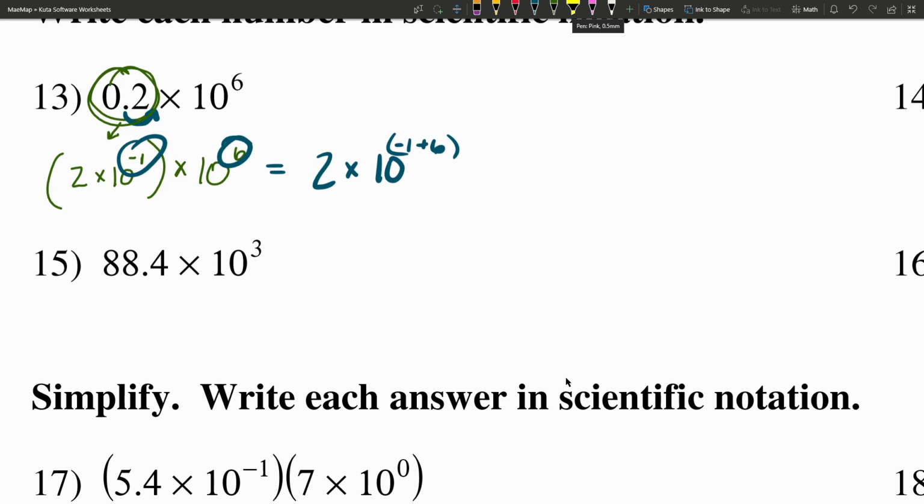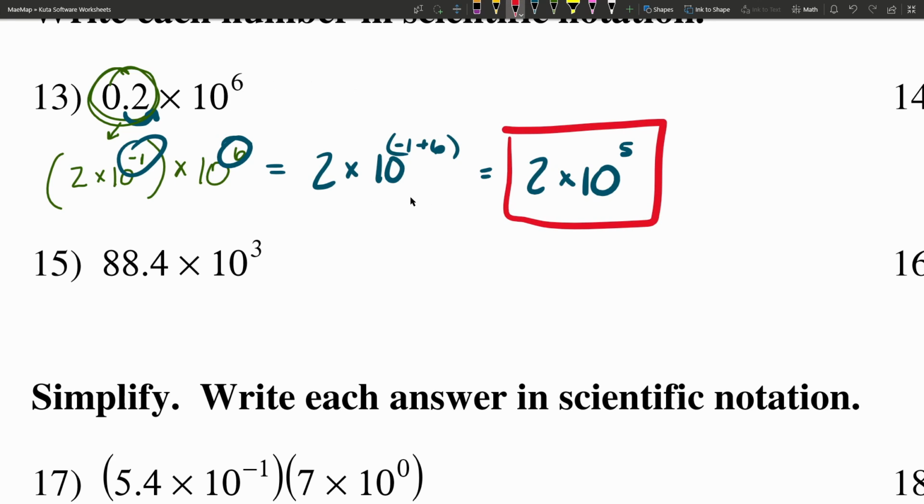However, keeping up on number 13, we have 2 times 10 to the negative 1 plus 6, which is going to be equal to 2 times 10 to the positive 5. So 2 times 10 to the 5th is our solution for scientific notation in number 13.